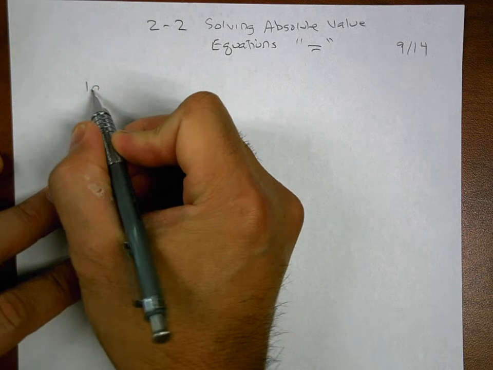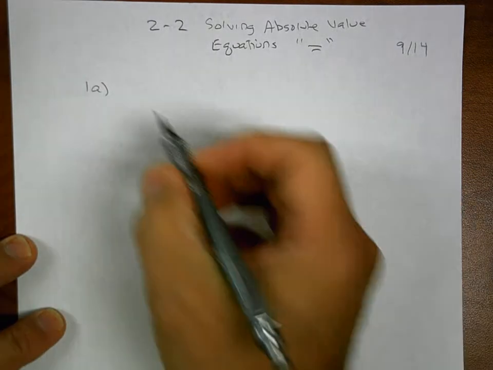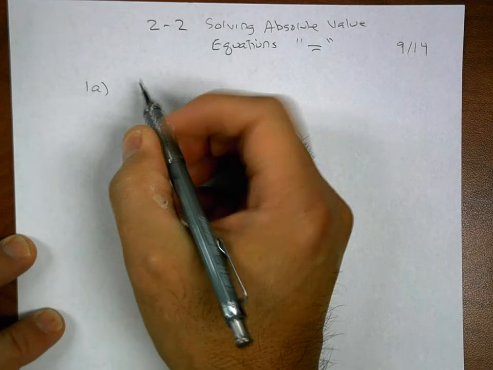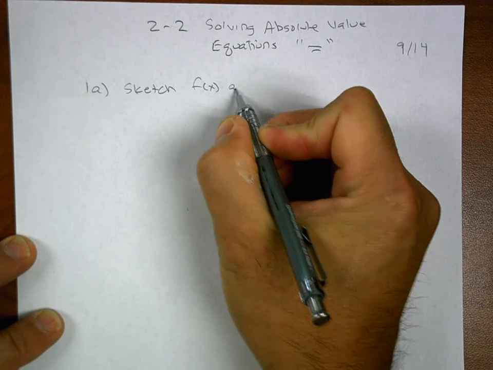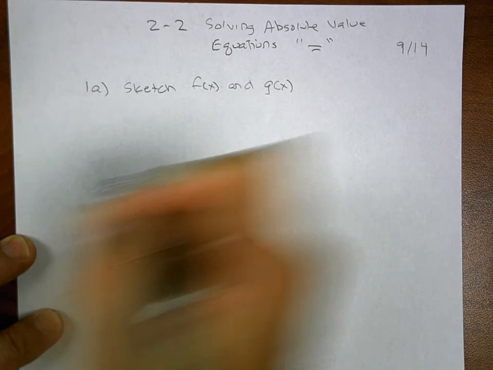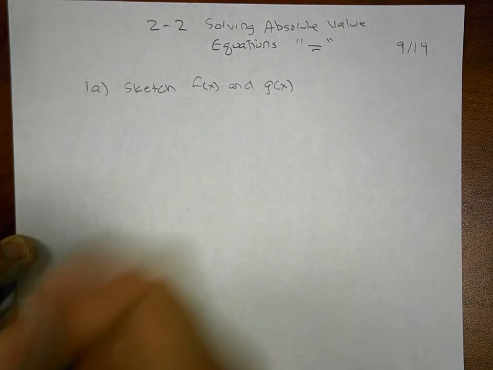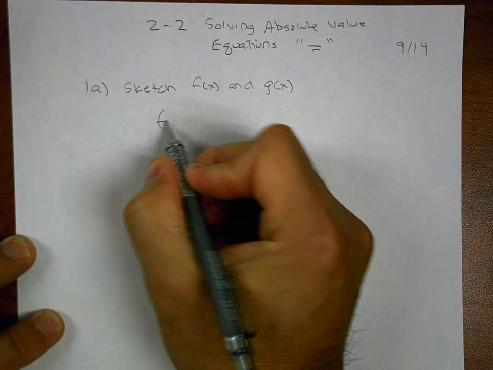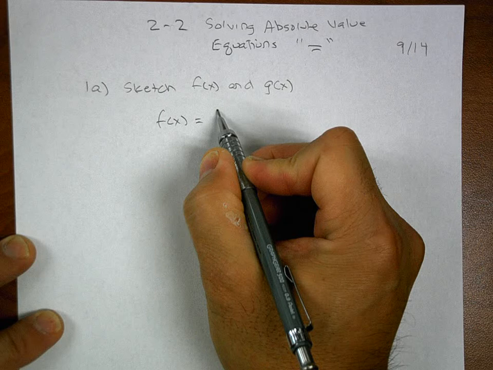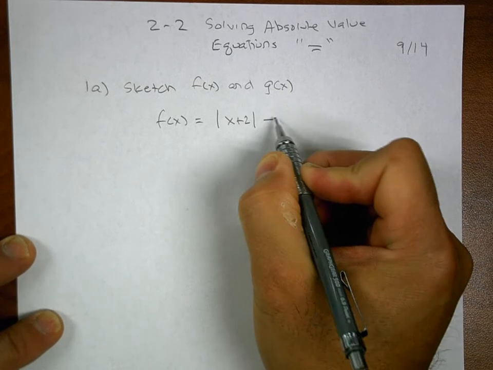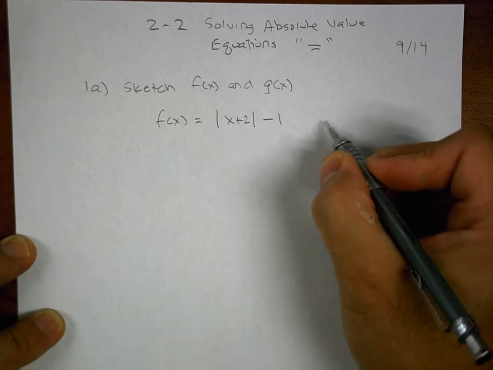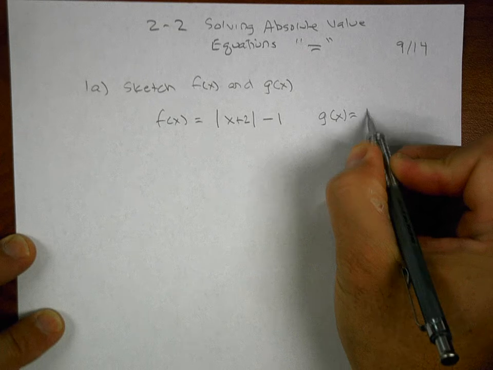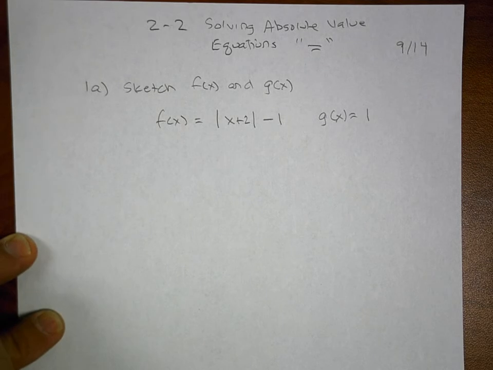Okay, so the first one, 1a. Let's go ahead and sketch. Your homework's set up like this as well. Sketch f of x and g of x on the same axes. Here are the two functions. f of x equals absolute value of x plus 2, minus 1. We should all know how to sketch that. And then our other, g of x equals 1. That's easy as well, that's just y equals 1.